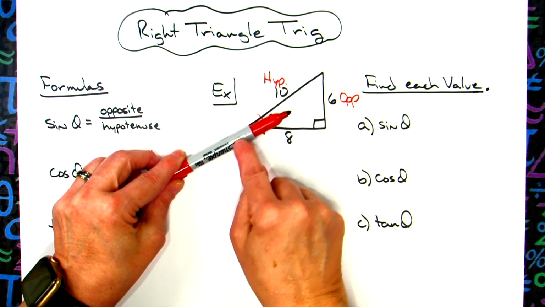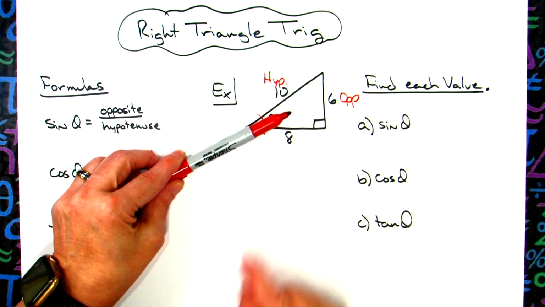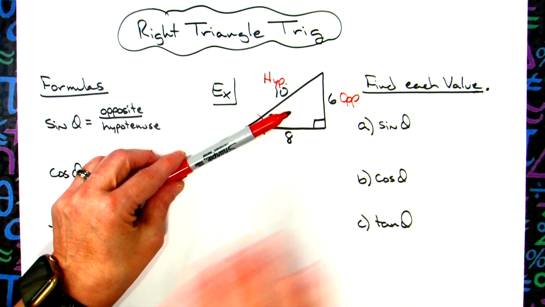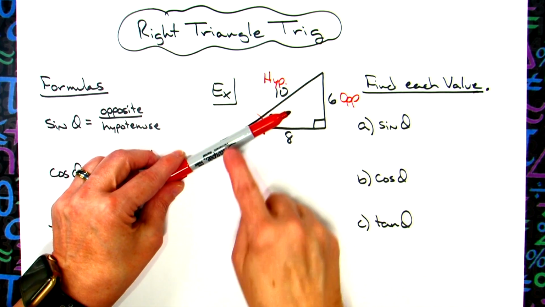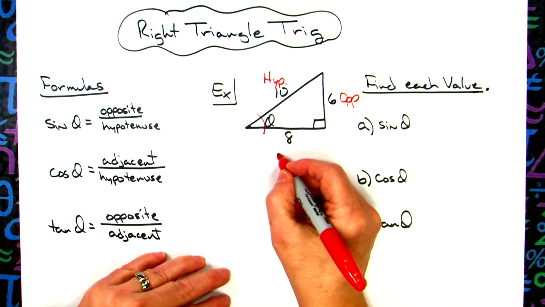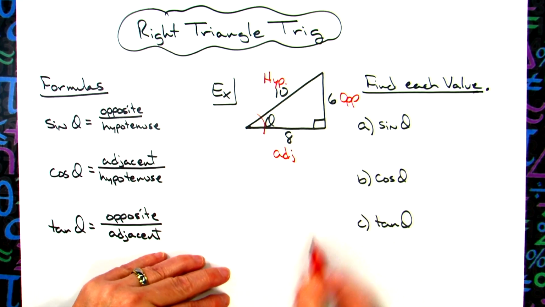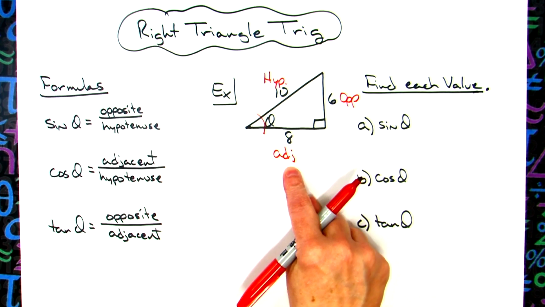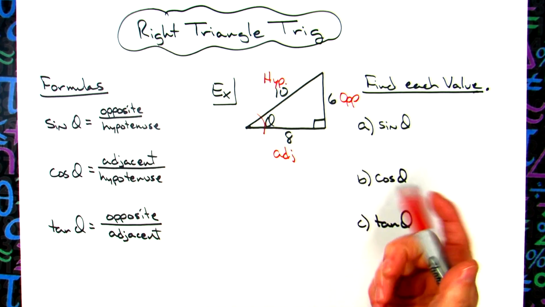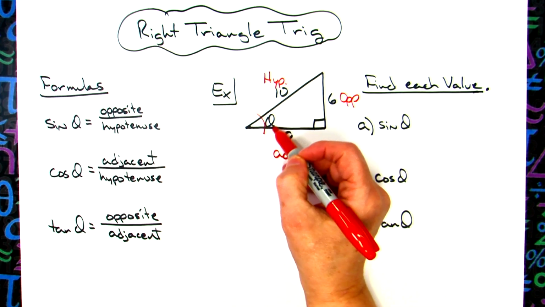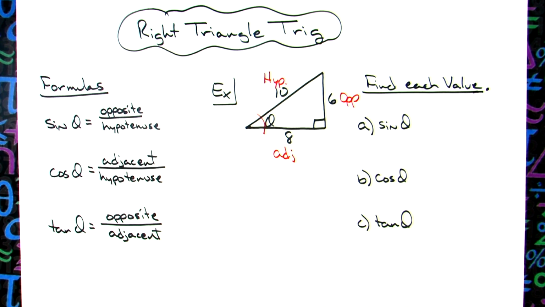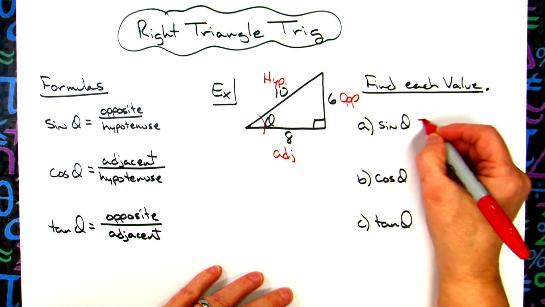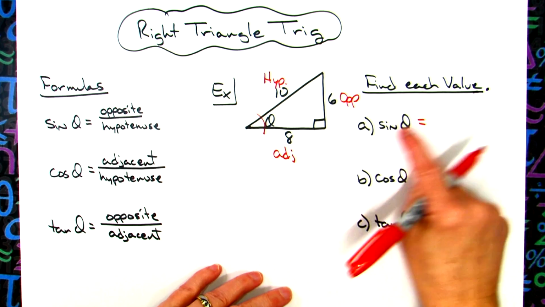Now, is the hypotenuse adjacent to it as well? Yes, it is, but it's called the hypotenuse. I can't call it the hypotenuse and the adjacent side. So that means this side then has to be the adjacent side. So the opposite and the adjacent sides will change on your triangles based on where the reference angle is placed. All right, now once you have them all labeled, then it's just a matter of using the formulas.